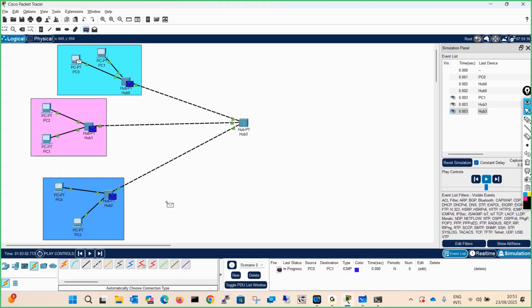But the problem with the hub is, it is a single broadcast domain, that is fine. But again, two PCs cannot communicate at the same time. Why? Because it works on single duplex. What is single duplex? Anyone? Please, can anyone say what is single duplex?